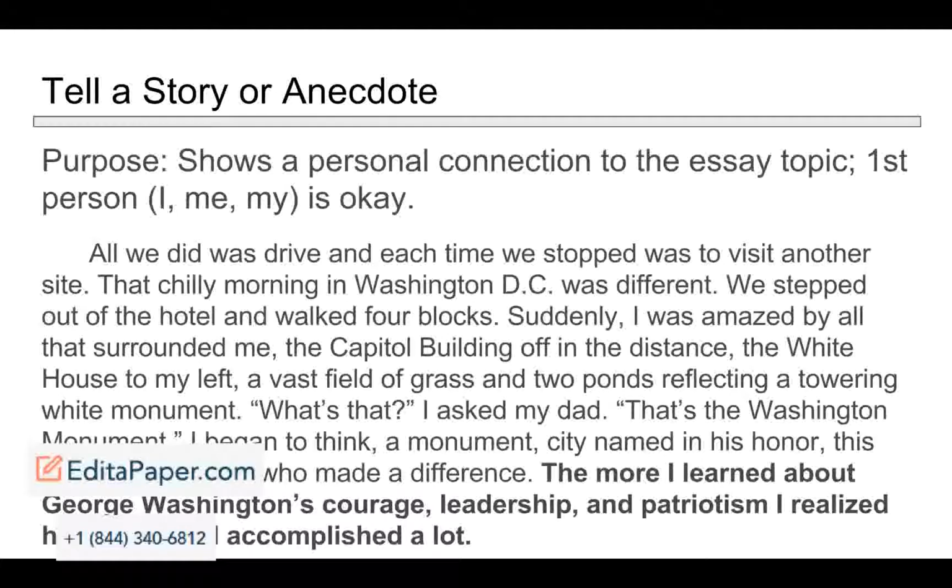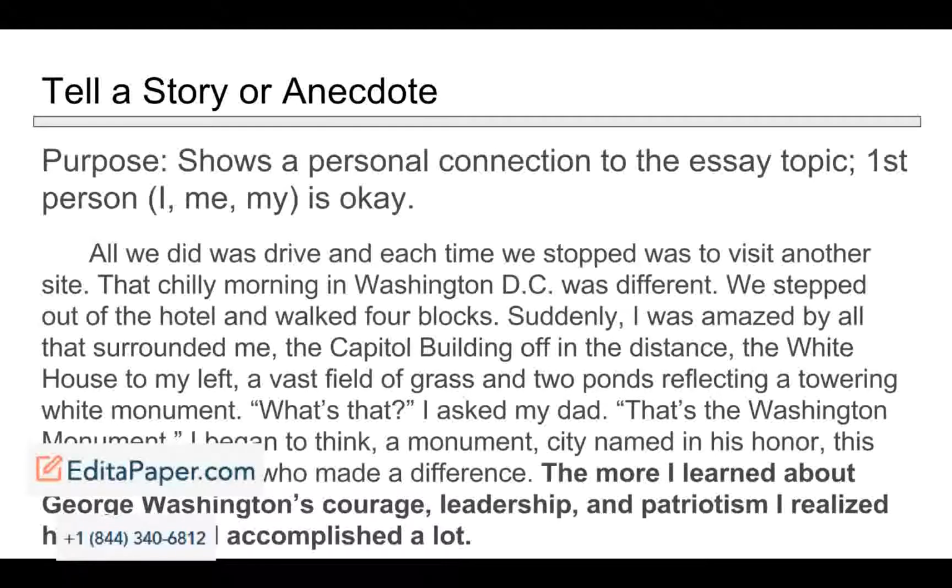"What's that?" I asked my dad. "That's the Washington Monument." I began to think, a monument, a city named in his honor. This must be someone who made a difference. The more I learned about George Washington's courage, leadership, and patriotism, I realized he had indeed accomplished a lot.